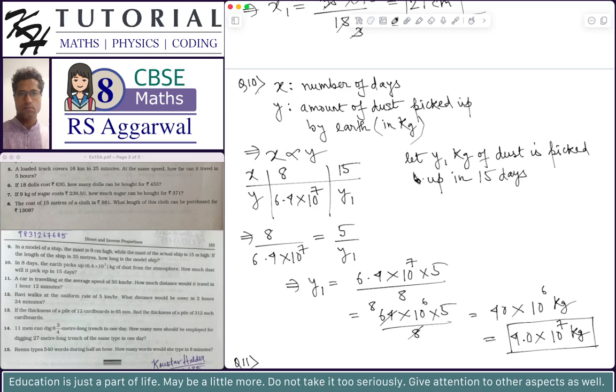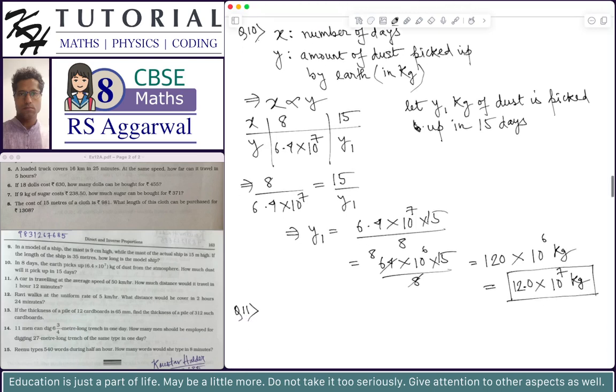I think I have done something wrong. Okay, so this is not 5, 15 and 15, and this is 15, and this will be 120, and this is 12.0. 12.0 multiplied by 10 to the power 7 kilogram of dust.